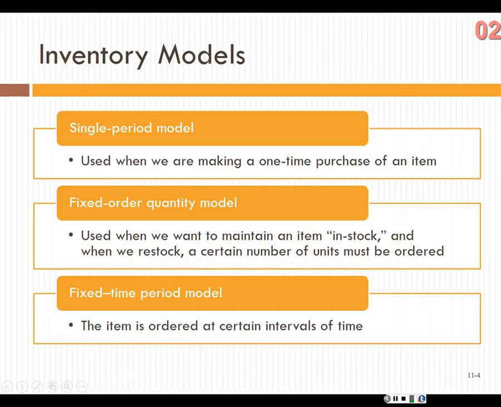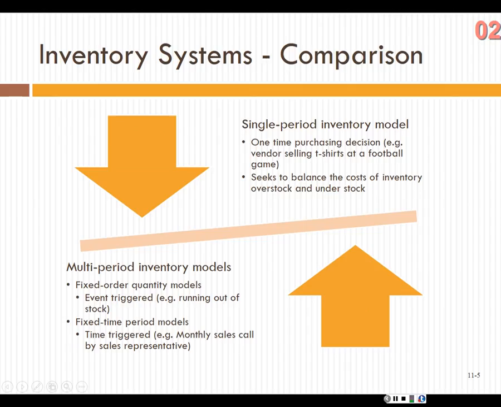All right. So again, these are those three inventory models: single period or news vendor model, used when we're making a one-time purchase of an item. Fixed order quantity model, used when we want to maintain an item in stock, and when we restock, a certain number of units must be ordered. And fixed time period, we're going to do it on intervals of time. Okay. Again, review the inventory systems comparison. Single period inventory, one-time purchase. You're trying to balance the cost of the inventory overstock versus an inventory understock, right? That's what we worked on Wednesday.